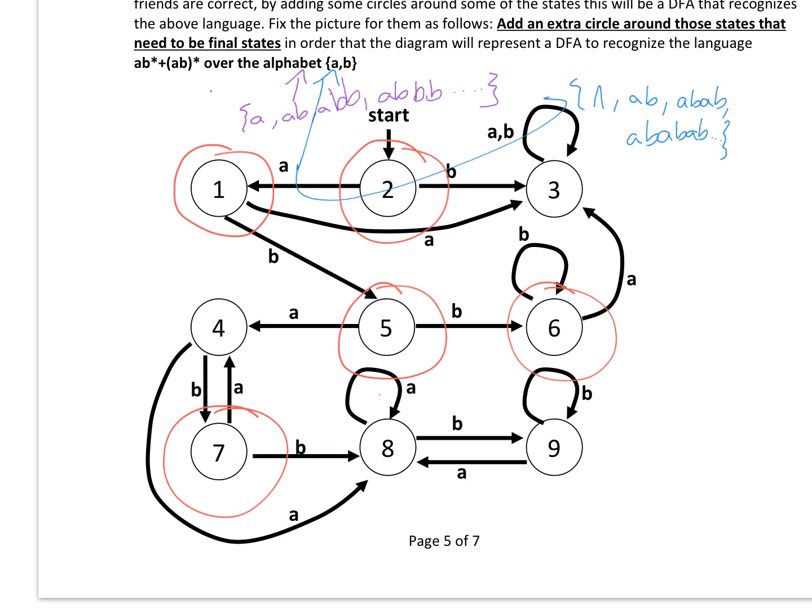And I have to keep accepting ABs, so AB, look, there's my loop. So there's the final answer to this problem. 1, 2, 5, 6, and 7 have to be accept states in order for this to be a DFA that accepts that language.